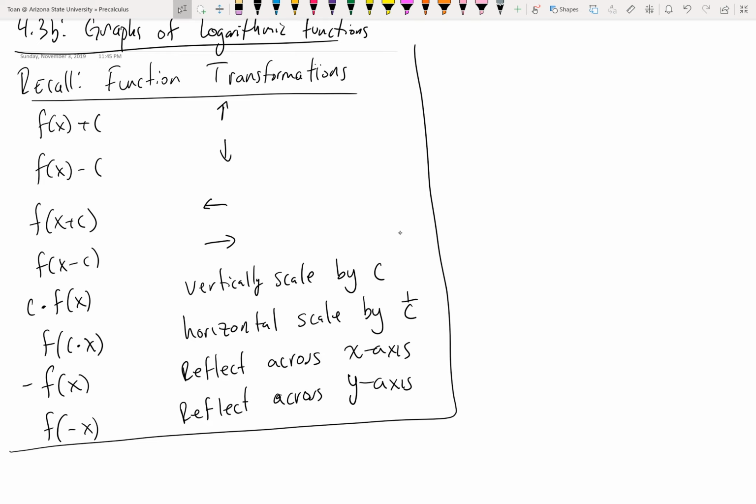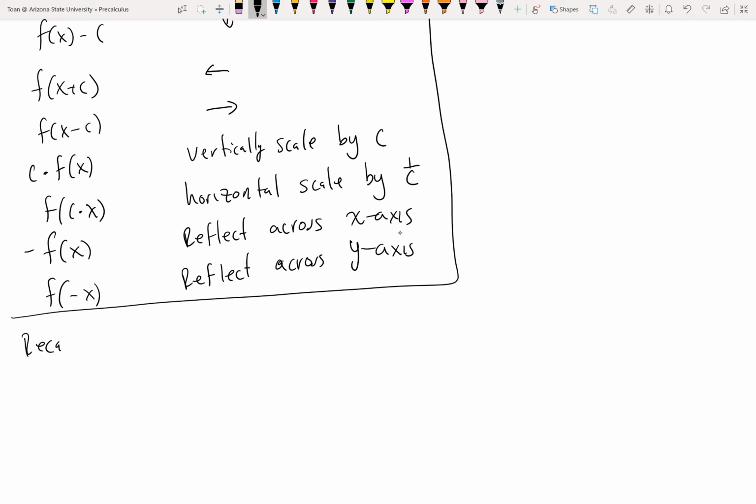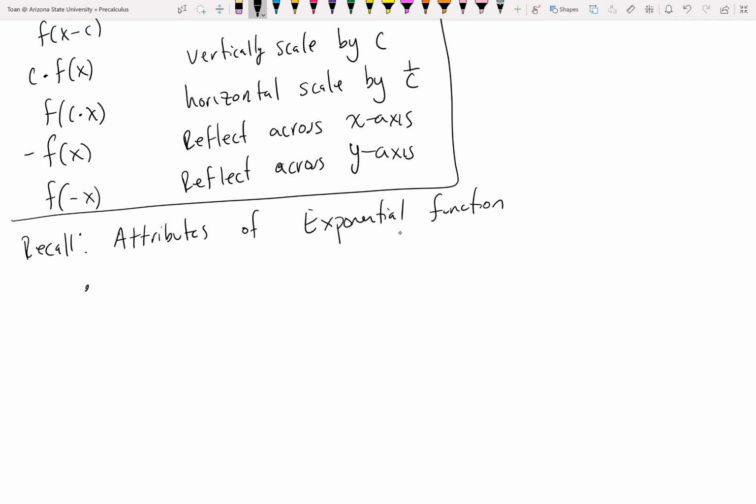What other aspects do we need to know in order to graph logarithmic functions? Well, recall that earlier in this unit we sketched exponential functions, and exponential functions had certain properties or attributes that were interesting to look at. So we need to know the attributes of the exponential function. And what were some key ideas or characteristics of the exponential function? The exponential function always goes through the point (0, 1), at least the basic function does.